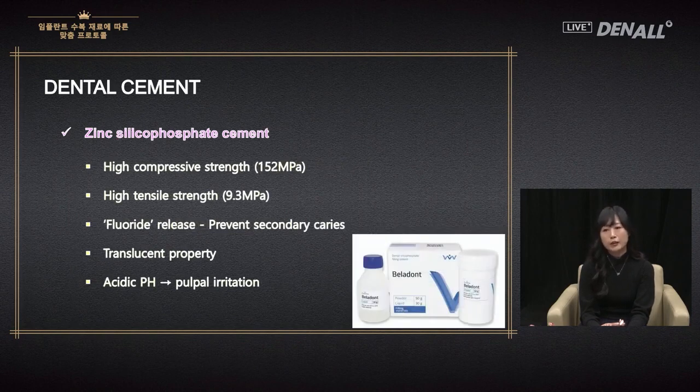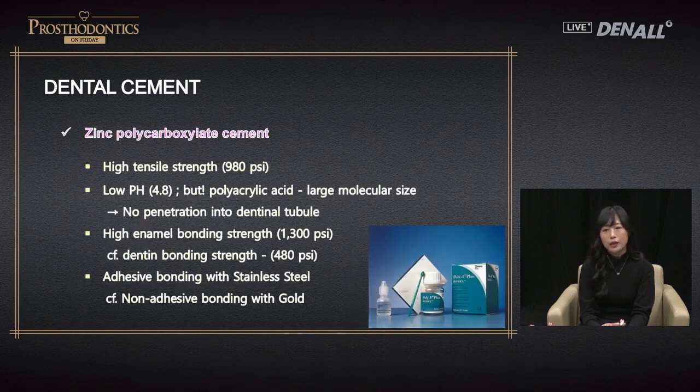In the case of zinc silicophosphate cement, it is comparatively semi-opaque and it prevents secondary caries. However, acid can cause pulp irritation and therefore appropriate prevention is necessary. In the case of polycarboxylate cement, it can chemically bind with tooth structure and its retention is satisfactory. However, it has low dentin bonding strength and does not bind with gold.